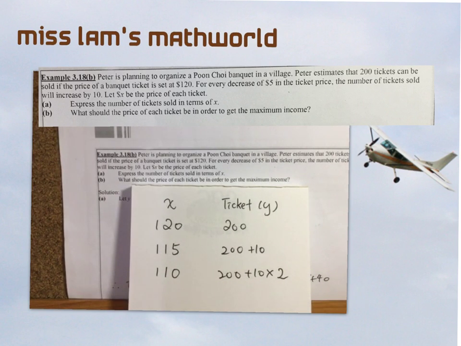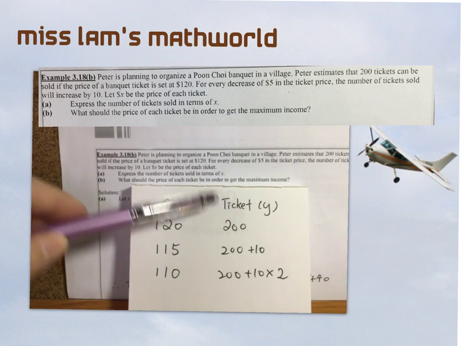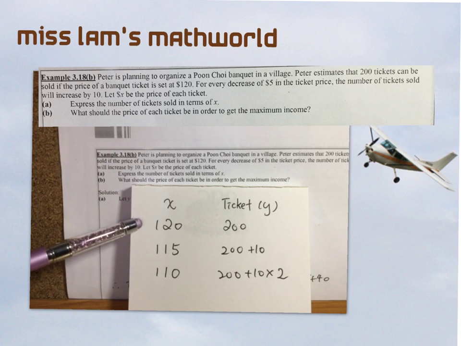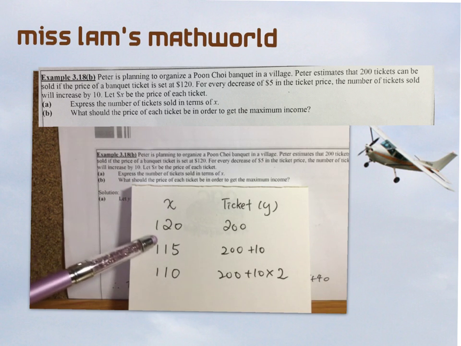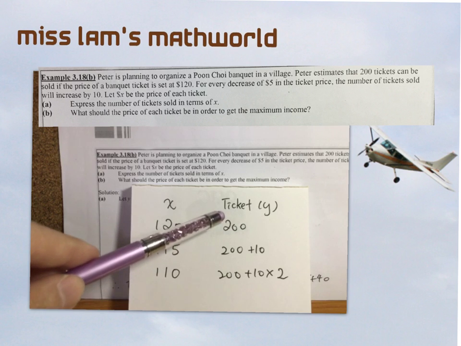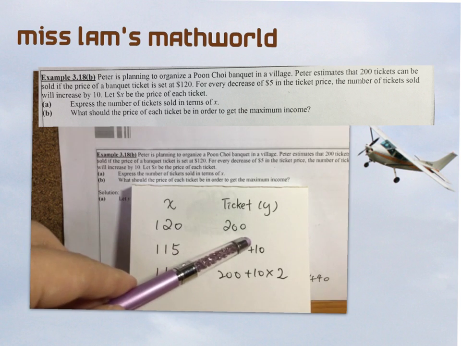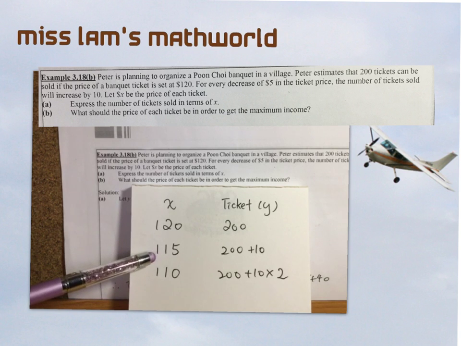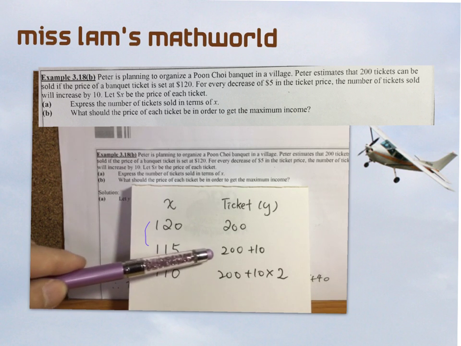To start with, we have to investigate the relationship between the number of tickets sold and the price of each ticket. Originally it was $120 for each ticket, and then 200 tickets will be sold. If the price is reduced by $5, you can see the number of tickets becomes this one.